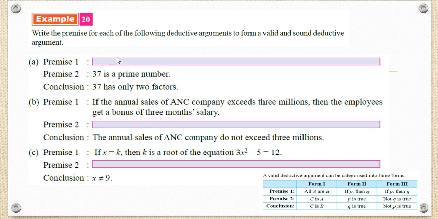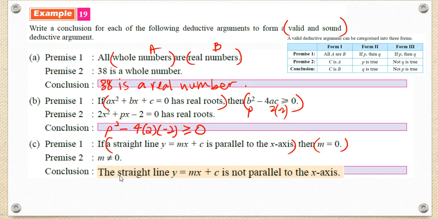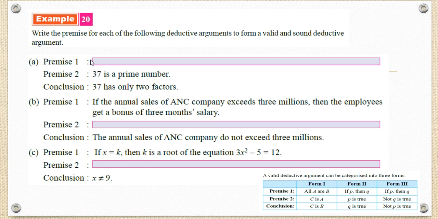Okay, example 20 now. If they ask you to write the conclusion, it is easier. But if they ask you to go back to premise 2 or premise 1, premise 2 will be much easier than premise 1. Okay, we will come back to A later. We do B first because premise 2 will be easier. So they say if the annual sales of A and C company exceeds 3 million, this is your P, then the employee get a bonus of 3 months salary. P then Q, right? So the conclusion is the annual sale of A and C company do not exceed 3 million. This is not Q. Not Q is the conclusion.